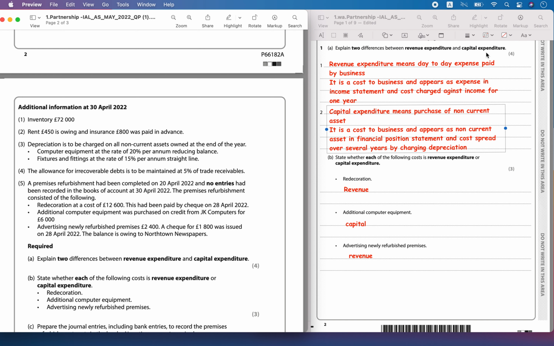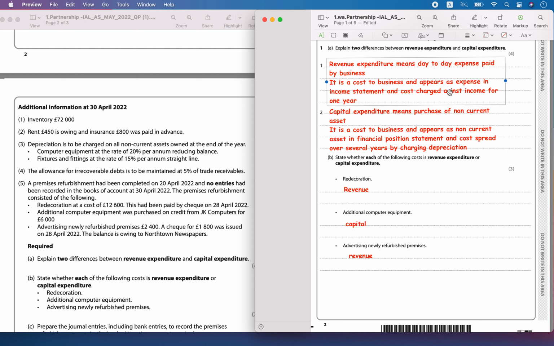Explain two differences between revenue expenditure and capital expenditure. Revenue expenditure means it is an expense, a day-to-day expense paid by the business. It acts as a cost to the business, and therefore it is going to appear in the expense section in the income statement. The cost is going to be charged against the income for 1 year. So that is the two differences for revenue expenditure.